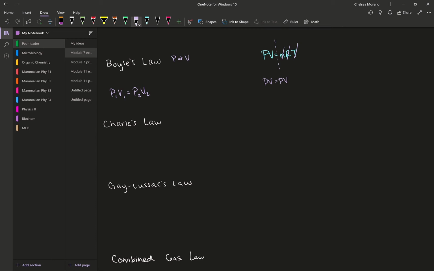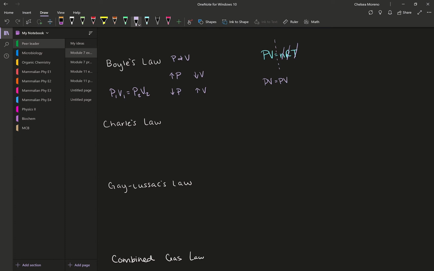So the last thing you want to know about Boyle's law is that pressure and volume are inversely related, which means that as I increase my pressure, I will decrease my volume. And as I decrease my pressure, I will increase my volume. So it's going to be the opposite. One is going to have the opposite effect on the other.